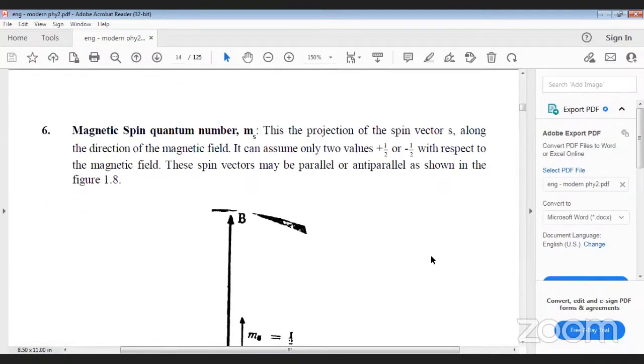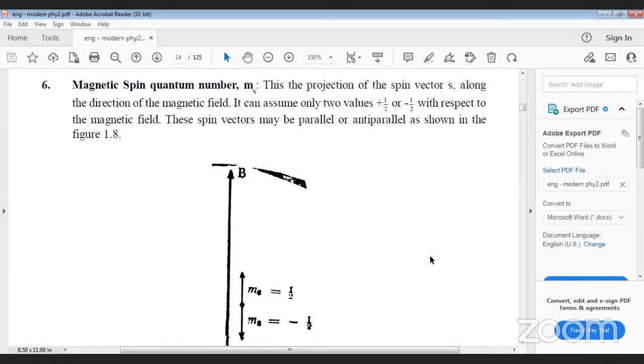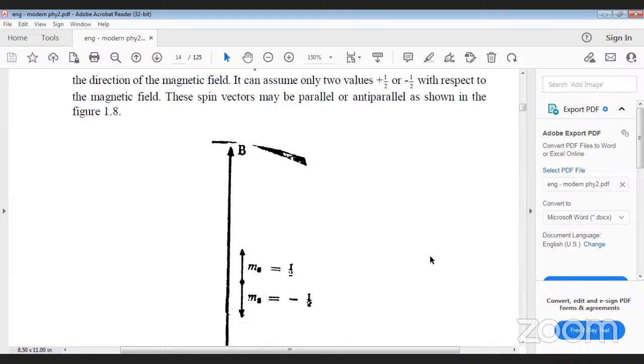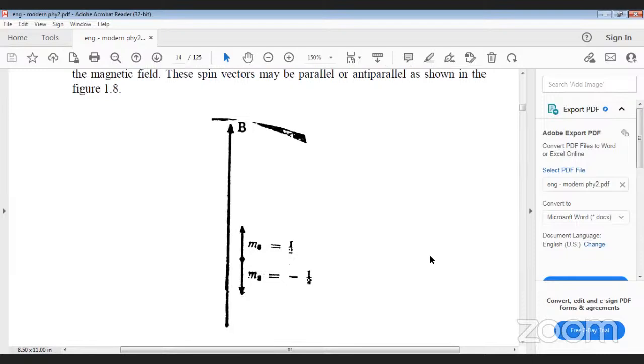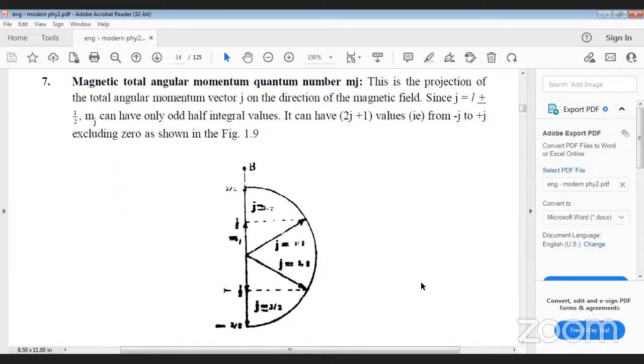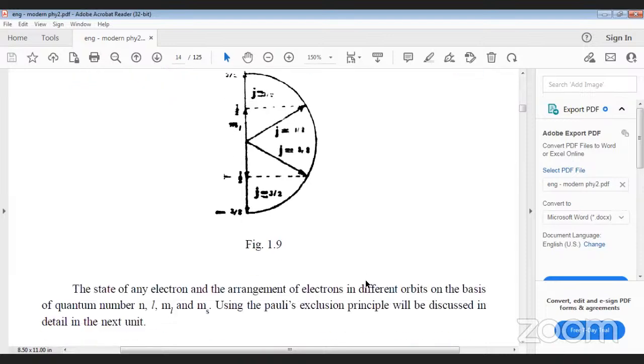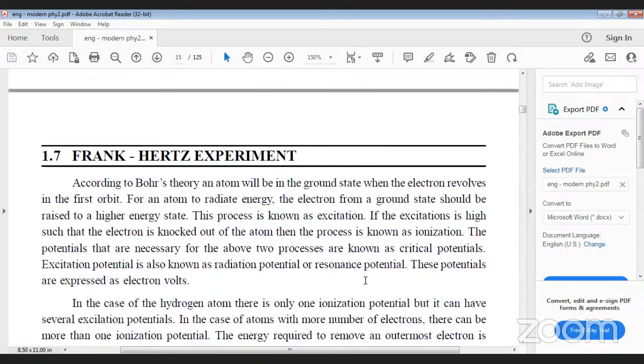Next, the magnetic spin quantum number, m_s values. For the spin quantum number, one is plus and another is minus, so that it is the projection of the spin vector along the direction of the magnetic field. One is parallel and the other is anti-parallel. The total is m_j, that is m_s plus m_l values. You can easily see how the j angular momentum values change with respect to the magnetic field. So this is about the vector model.